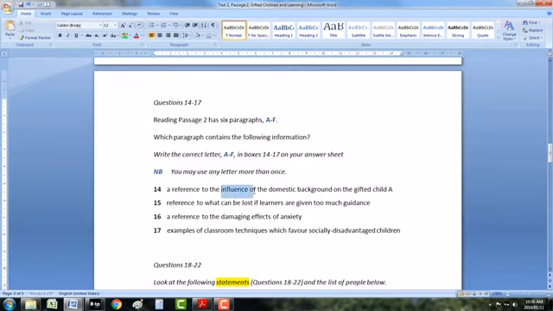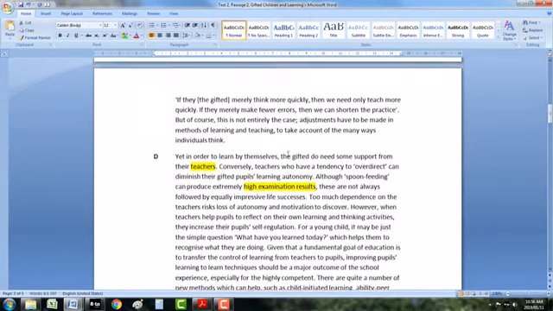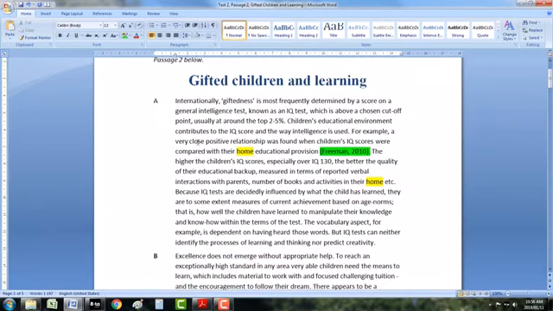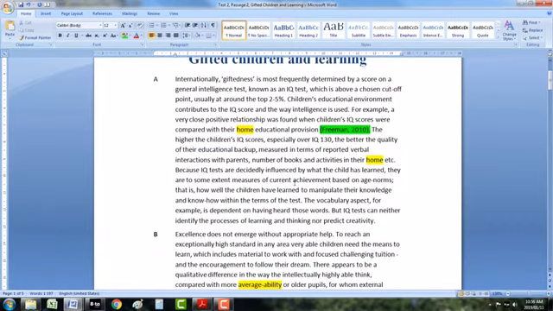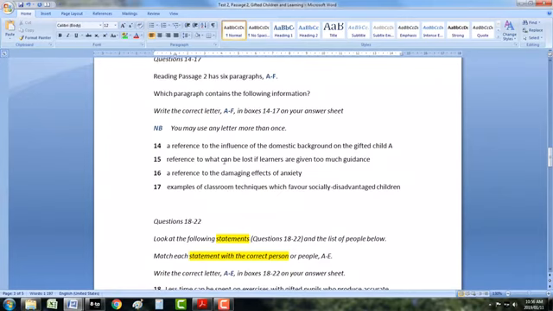Let's just check the influence of the domestic background. And that's this positive relationship. The higher this, the better of their internet educational backup. So that was pretty straightforward. Reference to what can be lost if learners are given too much guidance. I don't remember anything. Damaging effects of anxiety. I don't remember anything. Classroom techniques which favor socially disadvantaged.